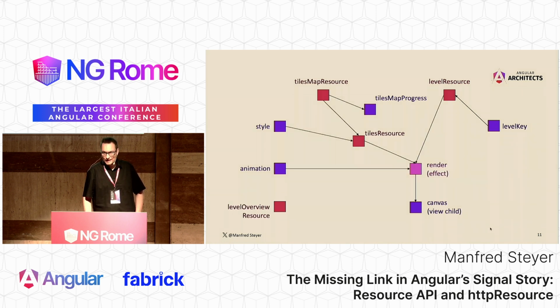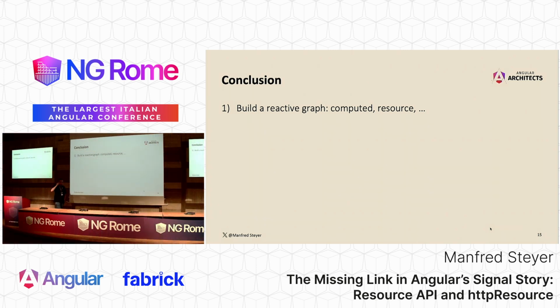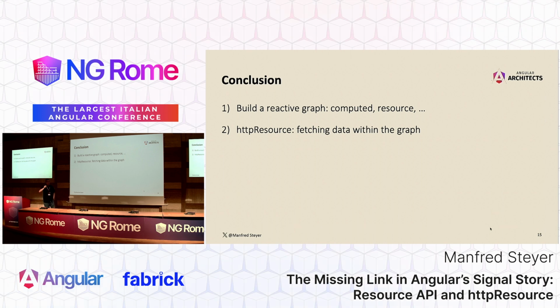Okay, nice. So let me conclude. What did we see today? Well, we have seen when we work with signals with the resource API in a reactive way, we are building a reactive graph. You have to read between the lines to see the reactive graph, but perhaps in the future we will have some ways of visualizing it in debug tools. We have this new HTTP resource that is really powerful. It allows us to fetch data directly within this graph, within this whole marble run.